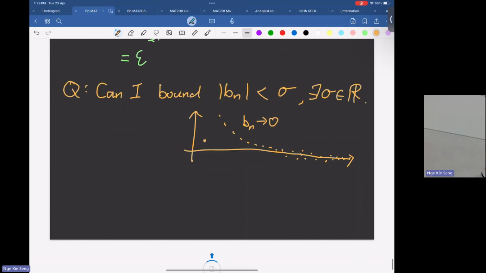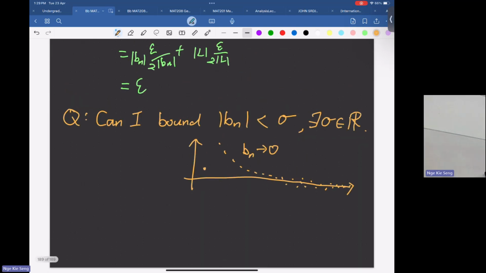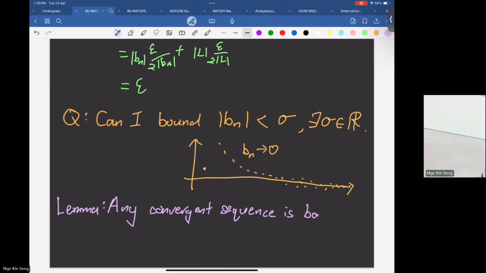Okay, so I'll put the lemma here. Lemma: any convergent sequence is bounded. Every convergent sequence is bounded. Okay.